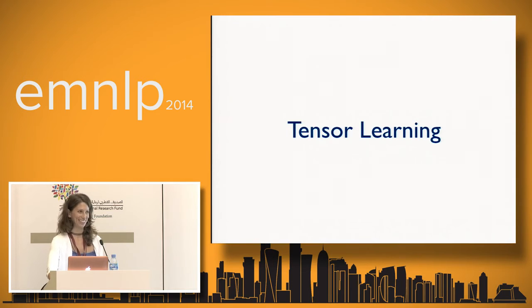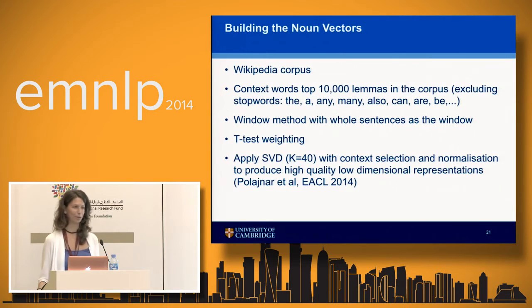So how do we learn the tensors? This is the fun part. Well, first of all, we can build the noun vectors, which are the atomic types, and those are quite easy to build. We can go ahead from the Wikipedia corpus, build vectors for all the nouns using the top 10,000 most frequent lemmas as context, and use a co-occurrence window of a sentence-like window, and they transform the raw co-occurrence counts using t-test weighting, and then applied context selection and normalization techniques from their EACL paper to produce high quality and low dimensional vectors.